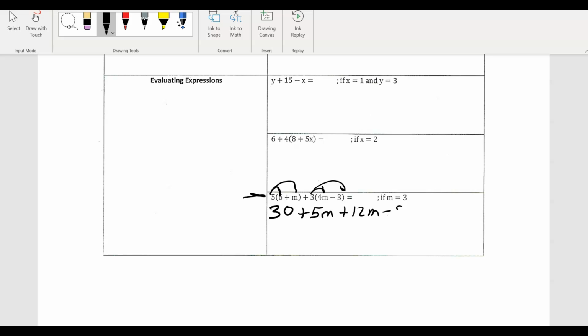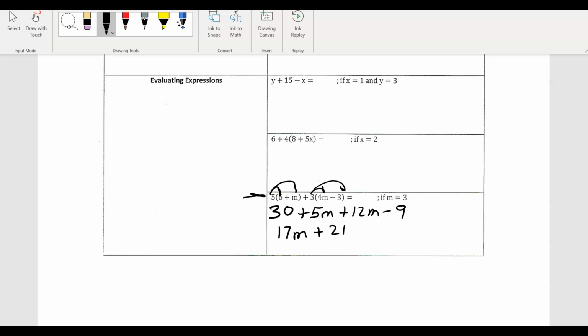Minus 9. So now if you're wondering, if you just plug 3 in right away, you should still get the same answer as me. I'm going to throw the 3 in at the end. Okay, I'm just double checking, make sure we distributed properly here. So what I have now is 17m plus 21.